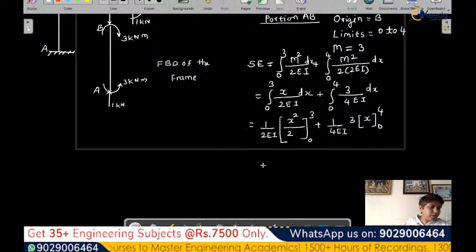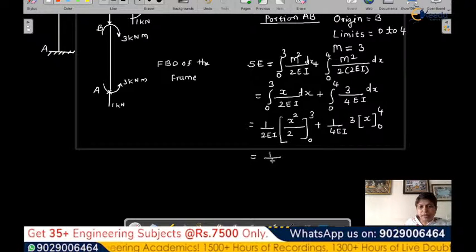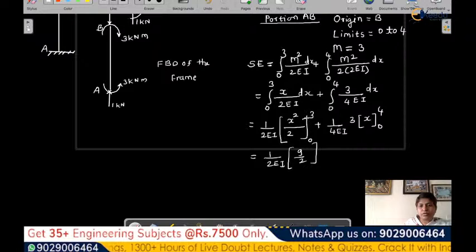So when you substitute the limits over here, 1 by 2EI. So this will become 3 square, that is 9 by 2. Oh sorry, it should become cube by 3 here. So there is a small mistake. So it will become 27.